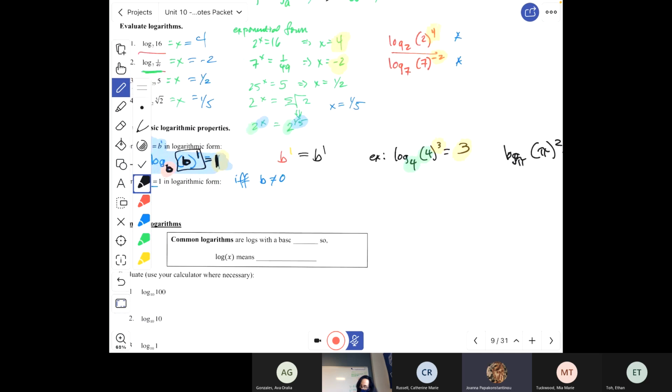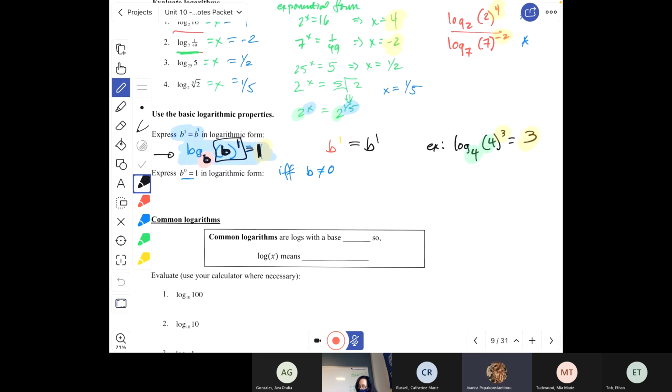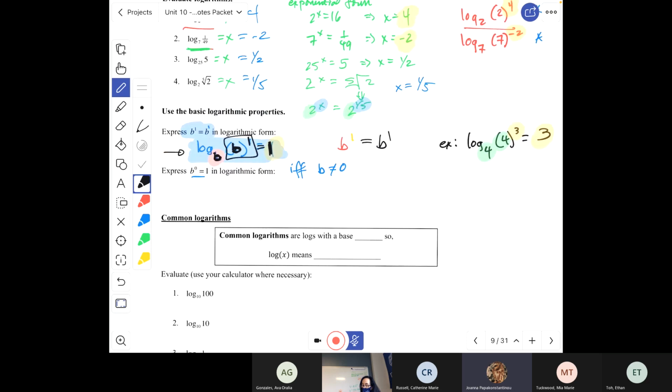Okay. So knowing that property helps. The next property, again, utilizes the fact that b, so long as it's not 0, raised to the 0 power equals 1. What does that look like in logarithmic form? Log base b of 1 equals 0. So that means if my argument, if my input to my logarithm is 1, this is big. If the input to the logarithmic function or expression is 1, the answer is always 0.